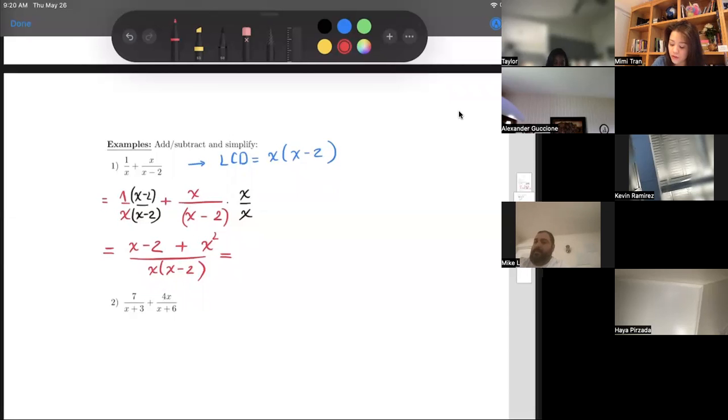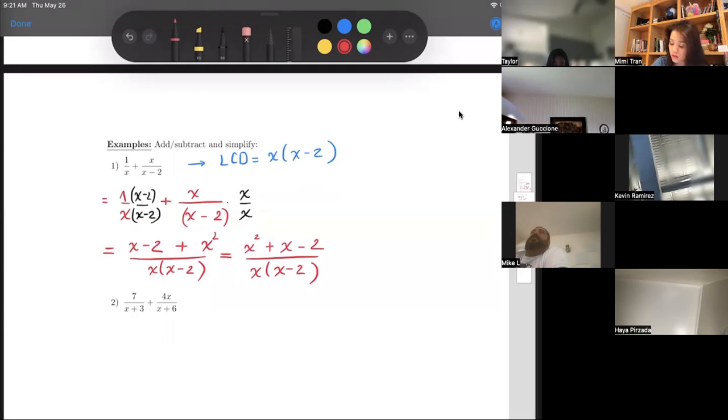For the numerator, I'm going to rearrange. I want to write it in descending order. So it'll be x squared plus x minus 2 over x times x minus 2. Do you think you can factor the top? Let's see, 2 numbers that multiply to give negative 2 and add to positive 1.